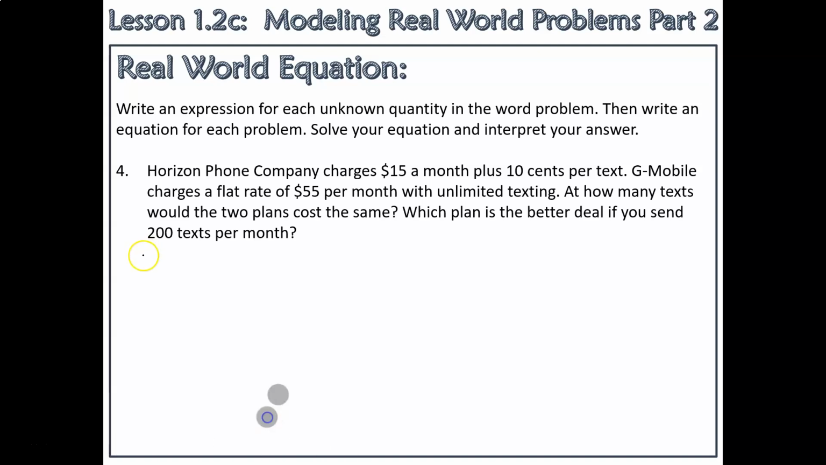Okay, so let's define our variable. Let T equal the number of texts. Okay, so Horizon is 15 a month plus 10 cents per text. So we're talking our monthly fee. So we have 0.1 times T, which is 10 cents times T, plus that $15. Okay, that's Horizon.